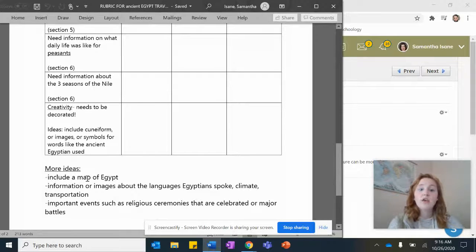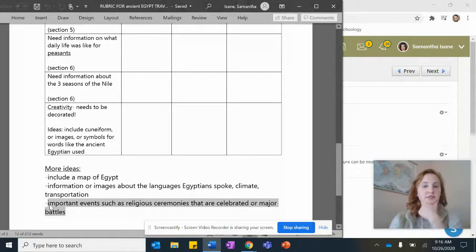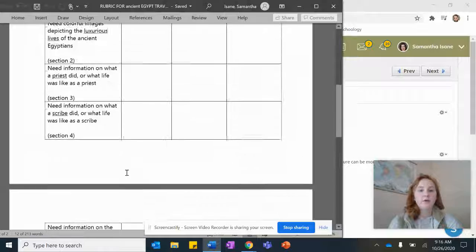Some other ideas, you could draw a map of Egypt. You could have images about the languages they spoke, the climate, or the transportation. And you could also talk about important events such as religious ceremonies that are celebrated or major battles that they had.